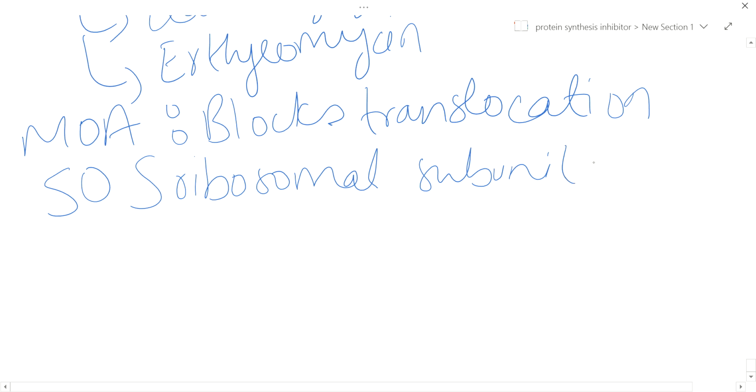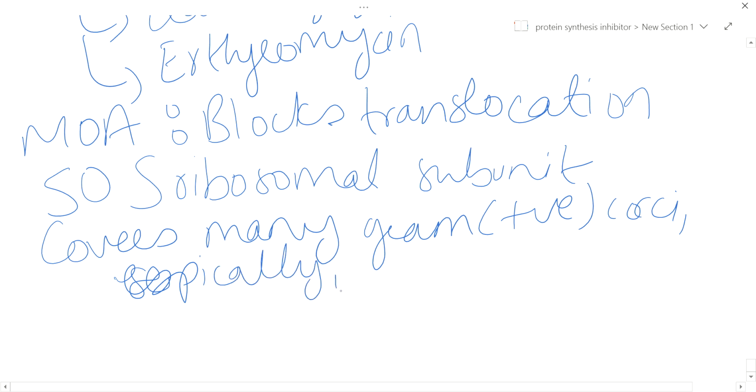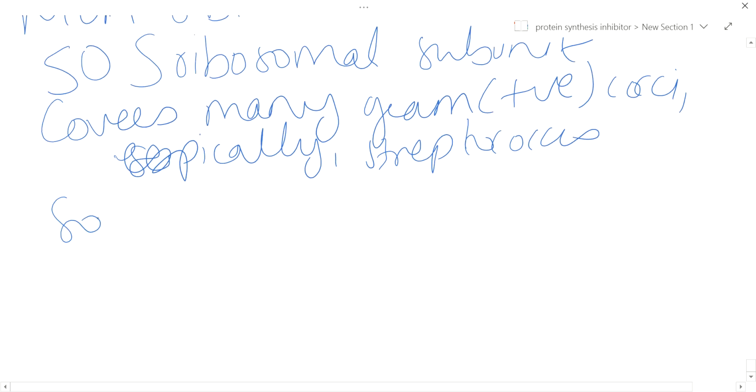It covers many gram-positive cocci, especially streptococcus, and also has some gram-negative coverage.